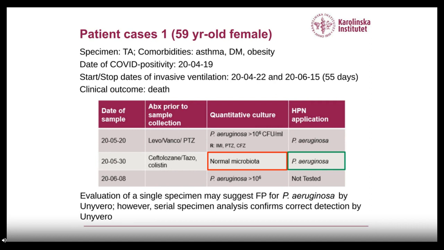The first patient case, a 59-year-old female, where we had a tracheal aspirate, which was the most common sample type we had. This was a lady with asthma, diabetes mellitus, and obesity. And the date of COVID positivity was the 19th of April. And then she was put on ventilation on the 22nd of April, and that continued until the 15th of June. So you see 55 days.